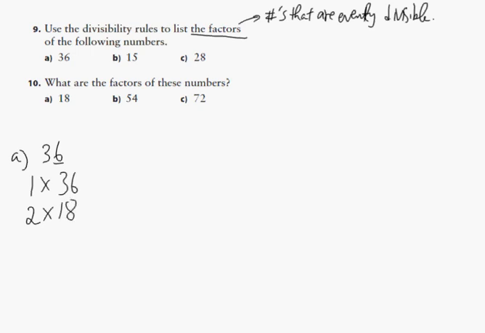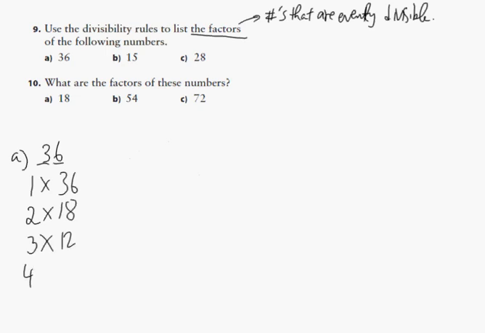Then I say, is 3 a factor? And for 3, the rule is take your digits, 3 plus 6, and add them together. That's 9. If this sum is a multiple of 3, then your number is divisible by 3, and it is. So therefore I know that 3 is a factor, and I know that 3 times 12 is 36.